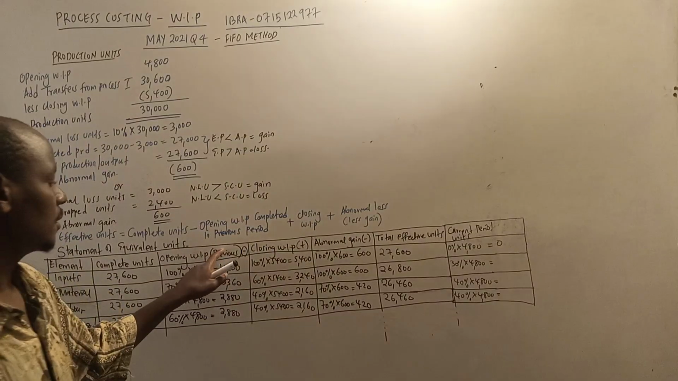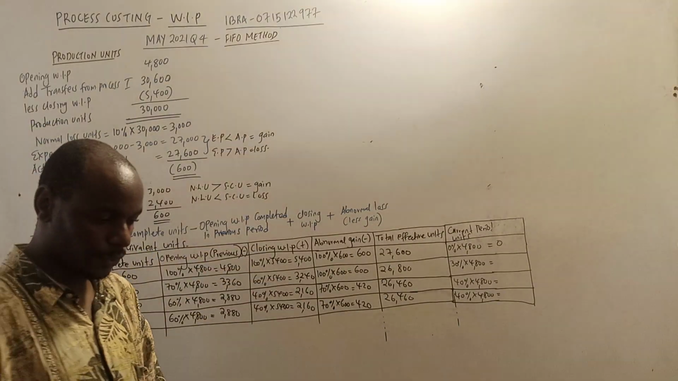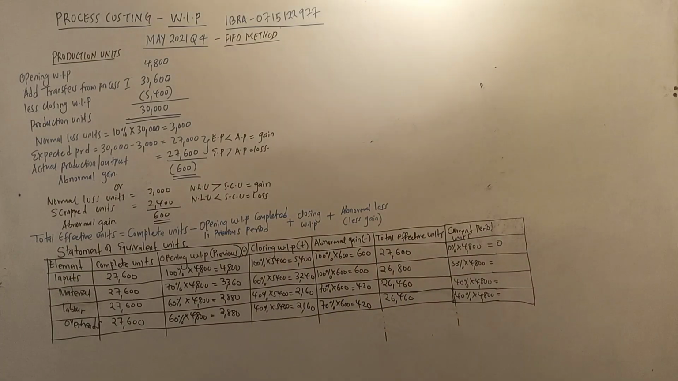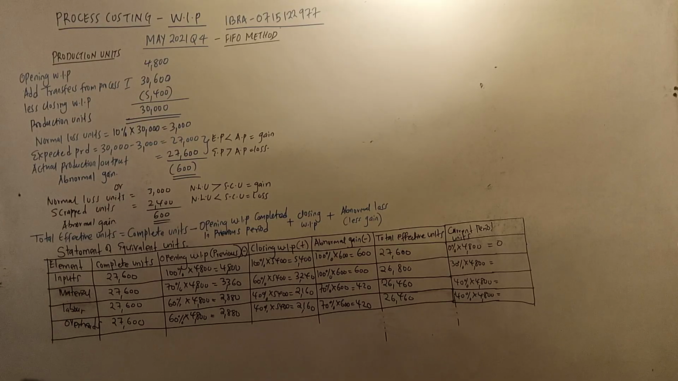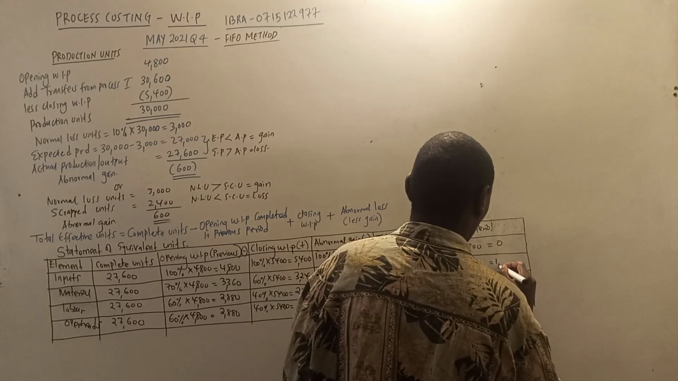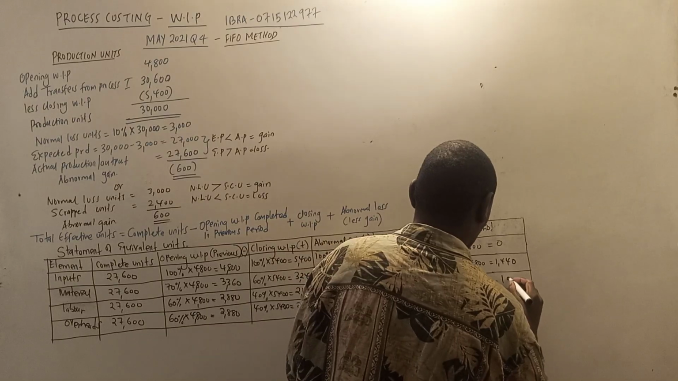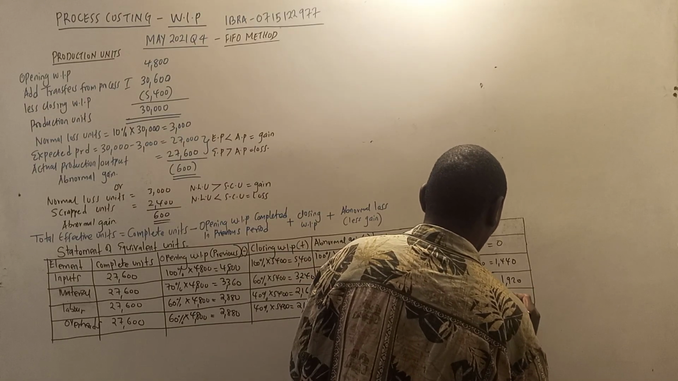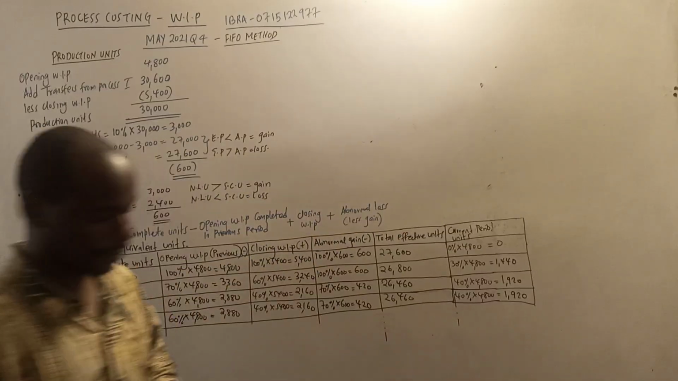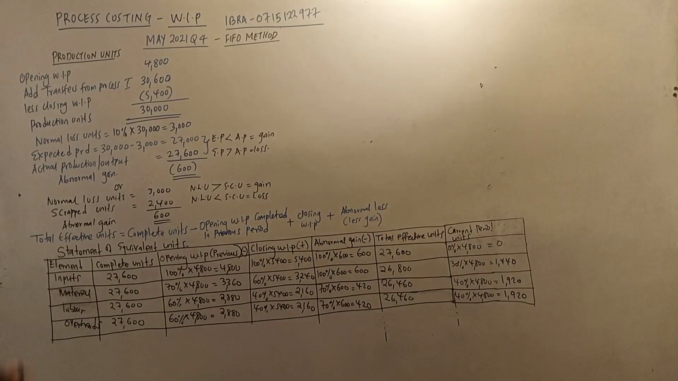So you check the previous with the current period. How much would that be? 0.3 times 4800 is 1440. Then 40% is 1920, also 1920. So that is the statement of equivalent units for the FIFO method.